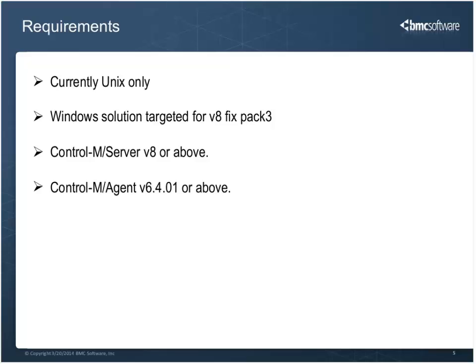Currently, upgrade with no downtime is available only for agents installed on Unix Linux hosts. The Control M server has to be version 8 or above. Upgrade with no downtime to version 8 is possible for all supported versions of the Unix agent, that's 640 and above currently, and for the version 8 fix packs.